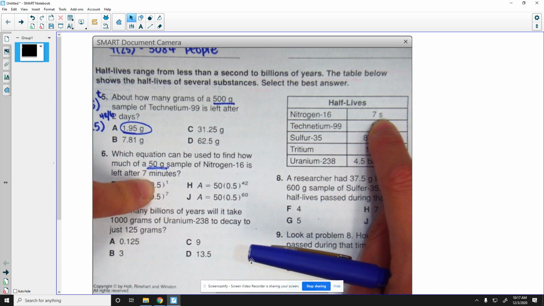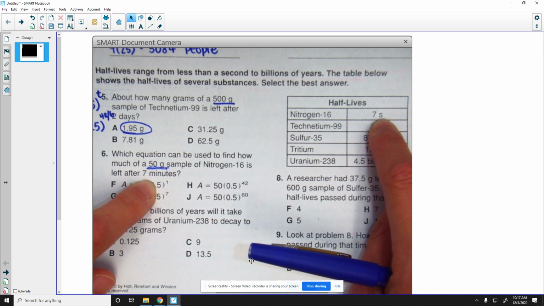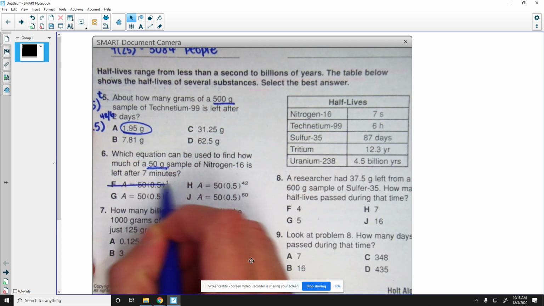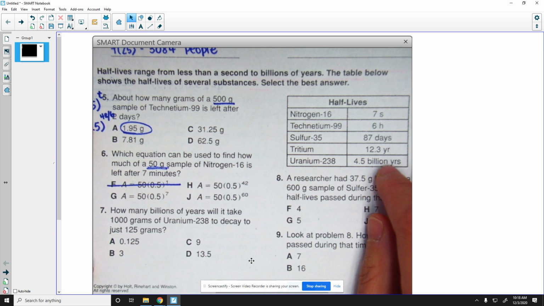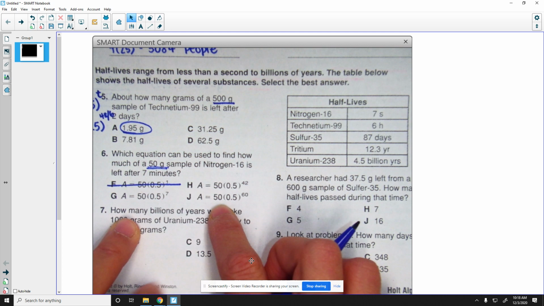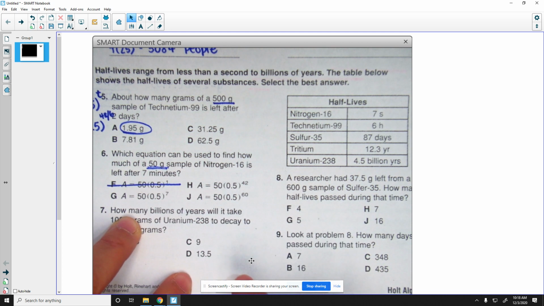Jose, do you think you know? It's not 1. So like F, G, H, or J. Jose said it was 1, but it's not, so it definitely is not F. Wait, what are you asking? I'm asking you which equation it is. Rowan? Yes. J.